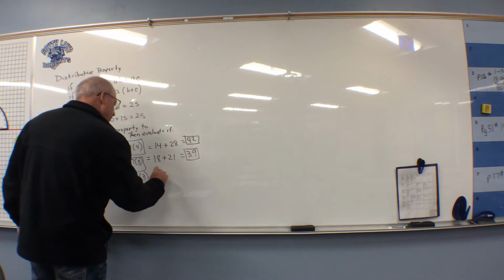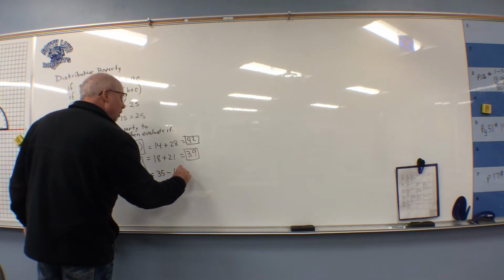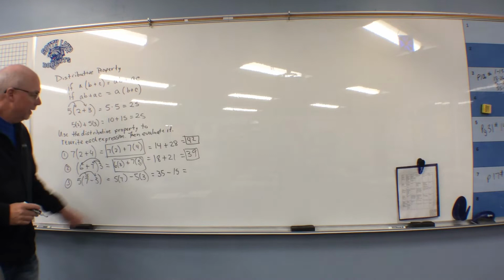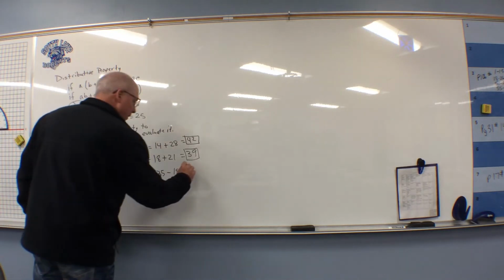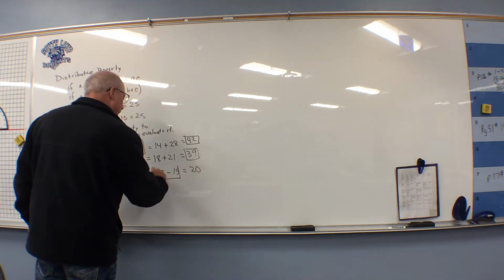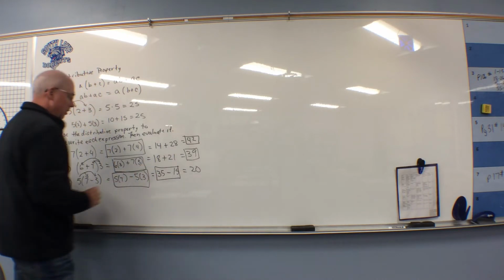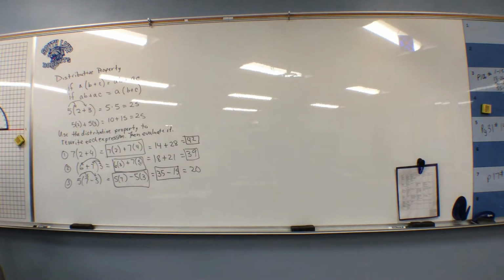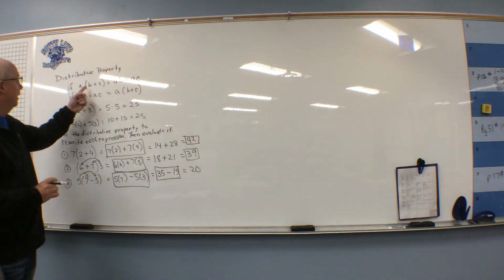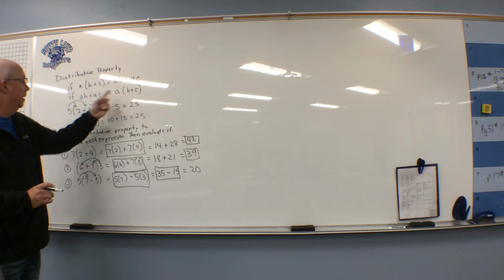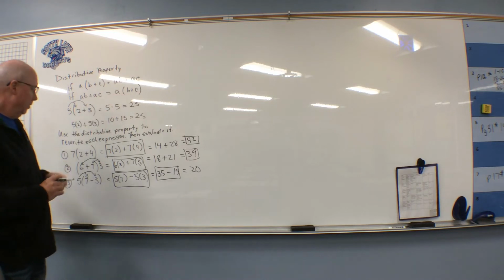So this is 35 minus 15. We know that our answer is already 20. 35 minus 15 is 20. So you can see that it also works for subtraction, and that's different than the commutative and associative properties. Okay? All right. Now, I told you that it could go from here to here or here to here. So we can reverse the process.